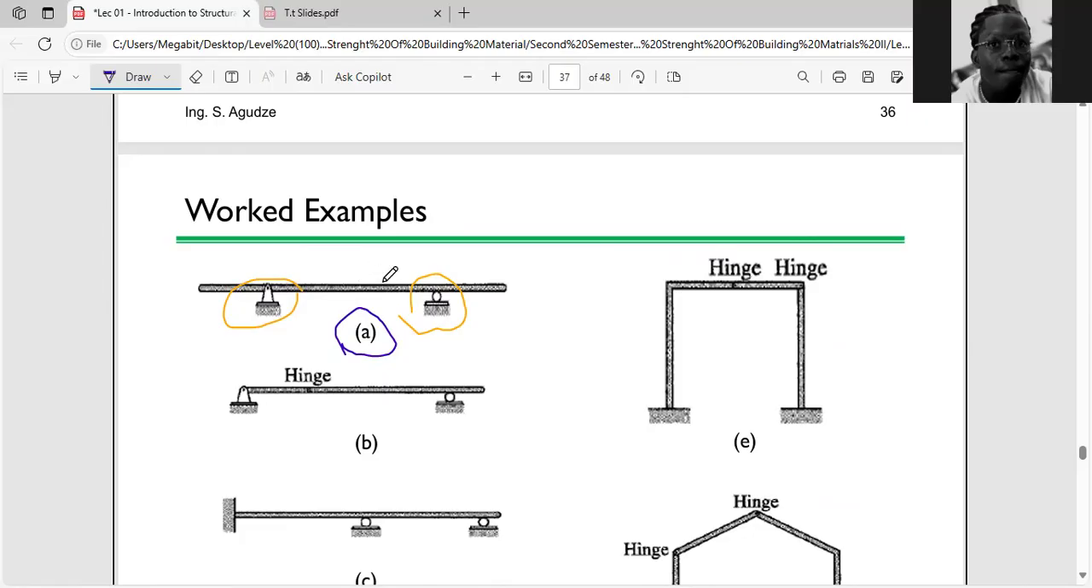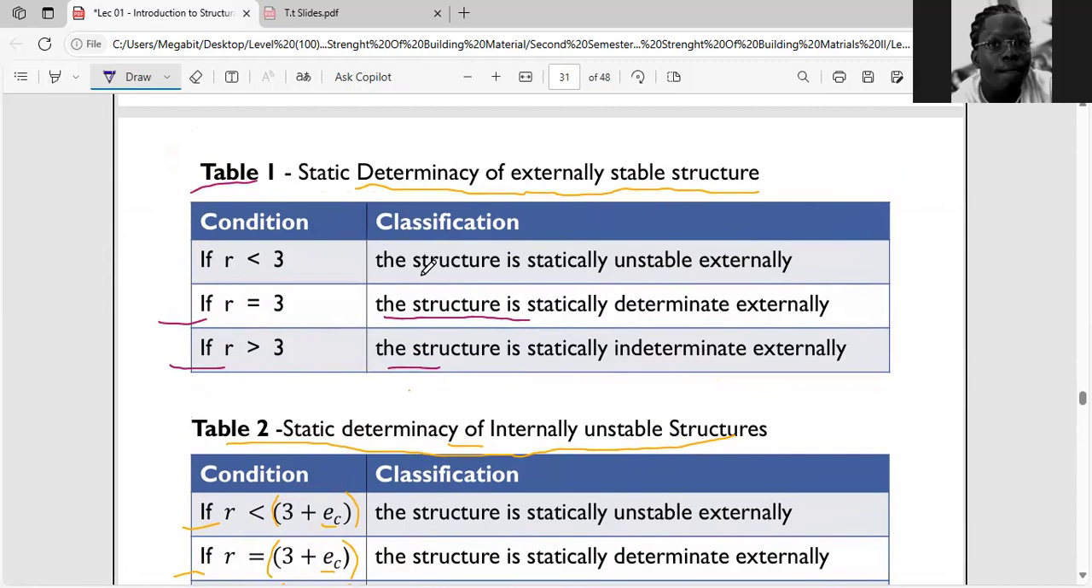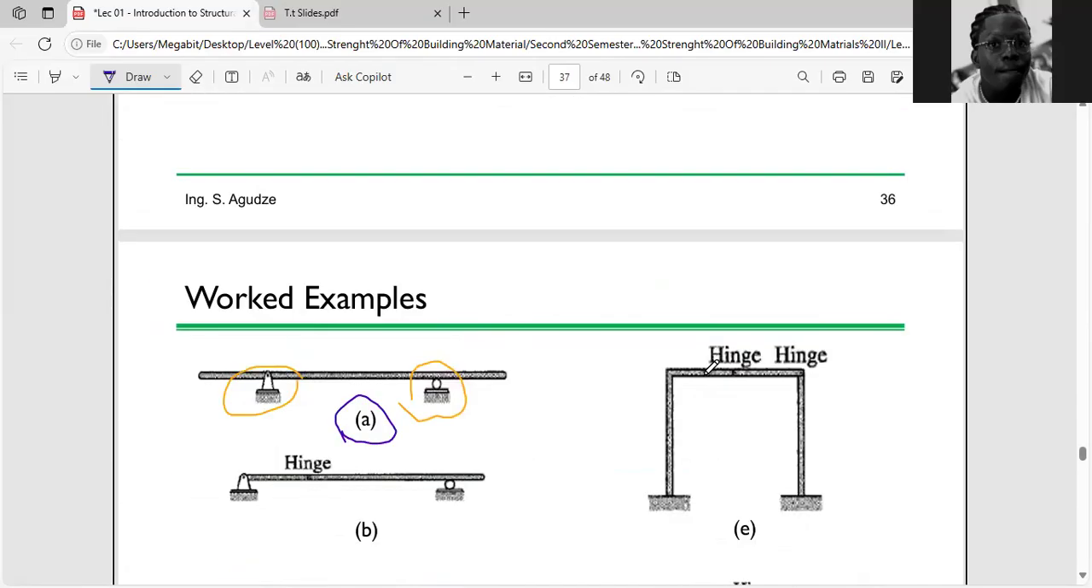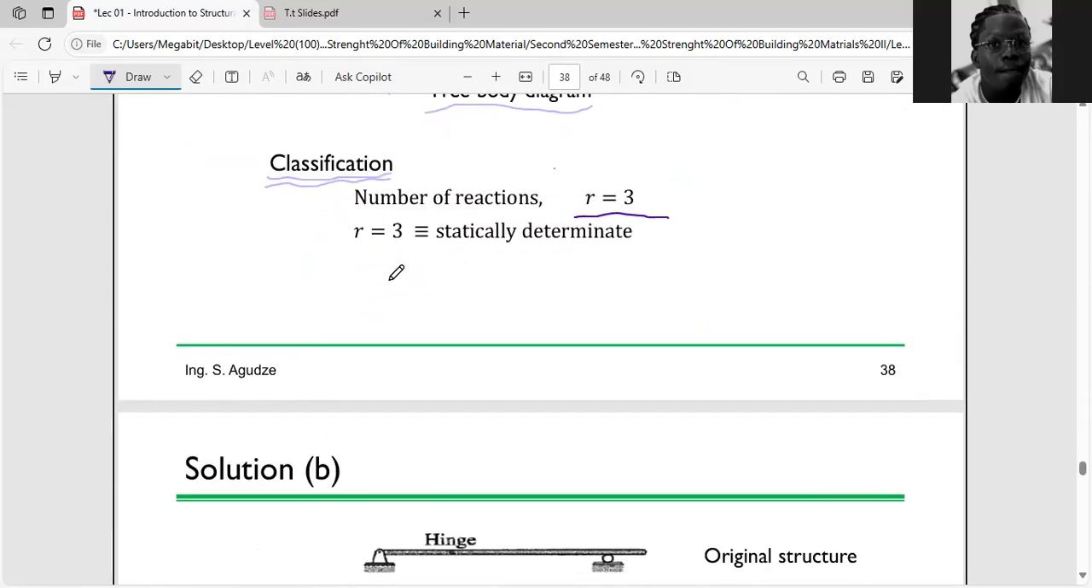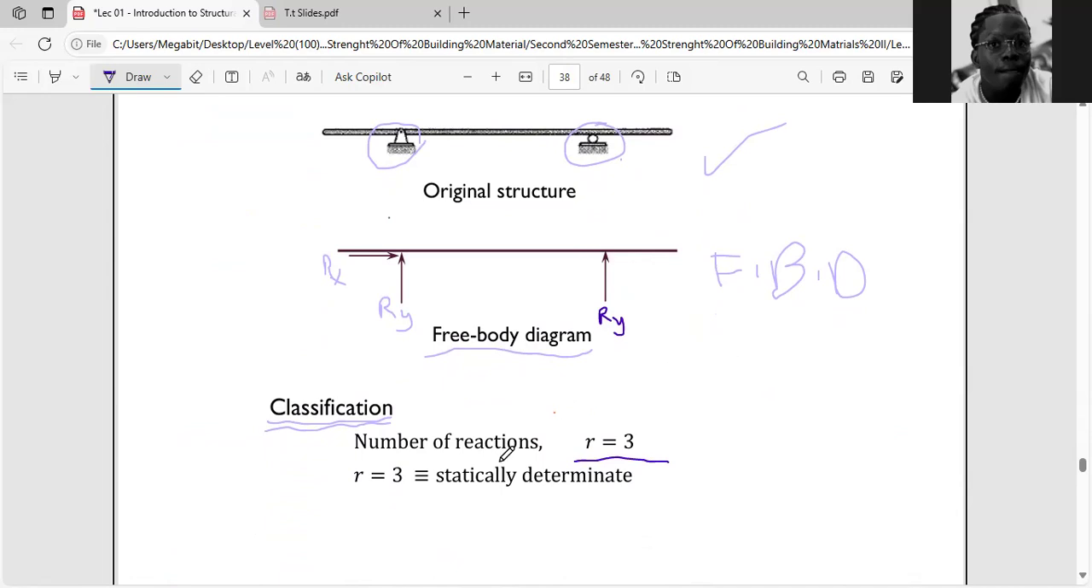Because of that, we can consider table one. In table one, what do we say? We say that if the number of reactions is equal to 3, then the structure is statically determinate externally. That is how we are going to classify the A part of the question, or let me say the first structure. The first structure has three reactions.